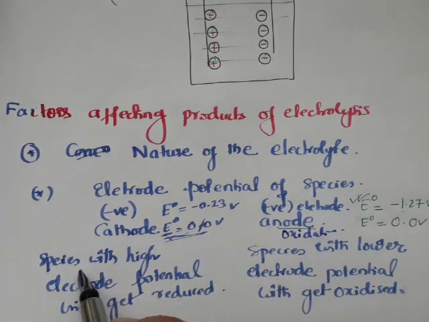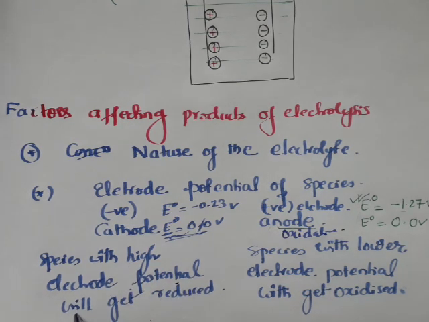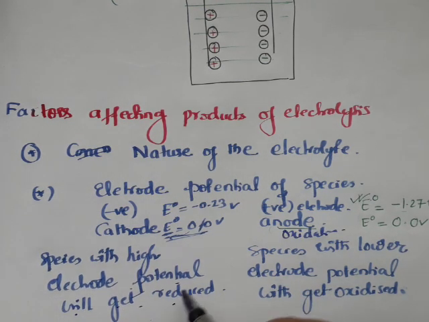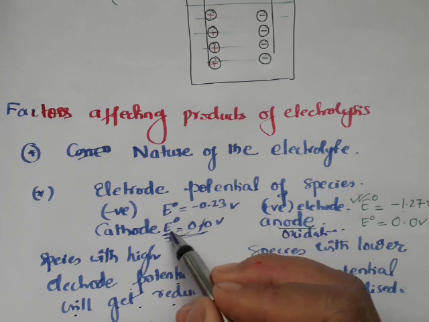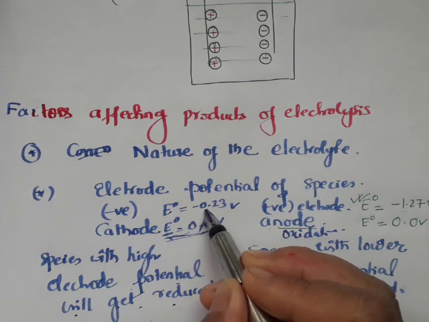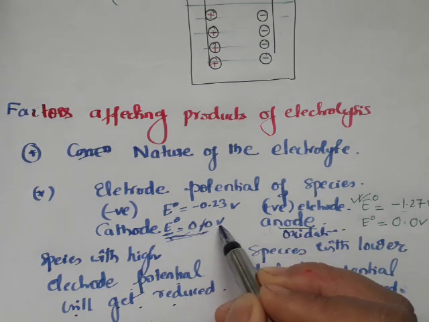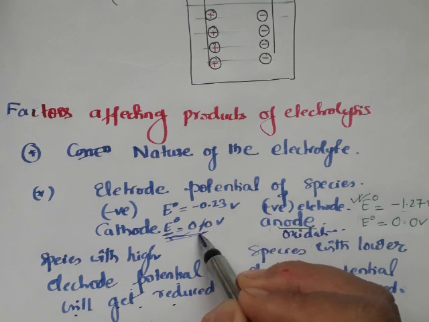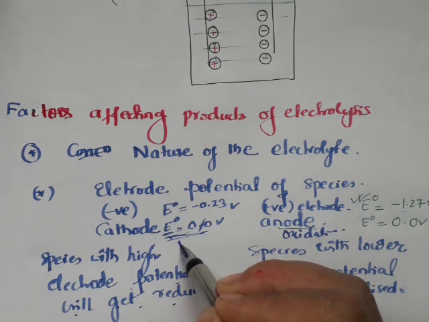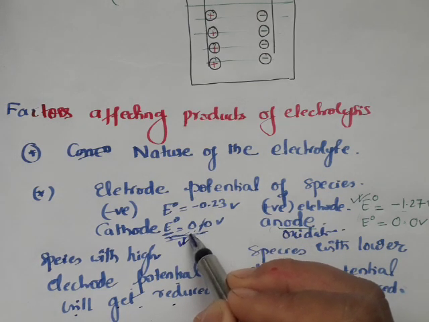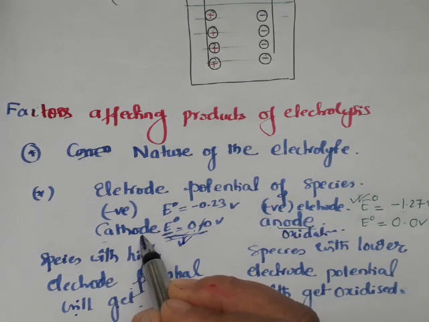Now, the positive ion with high electrode potential will get reduced. Suppose there are two positive ions having electrode potential of minus 0.23 volt and 0.0 volt. Out of the two, which is higher? This one. So the positive ion with this electrode potential will preferably be reduced at the cathode.